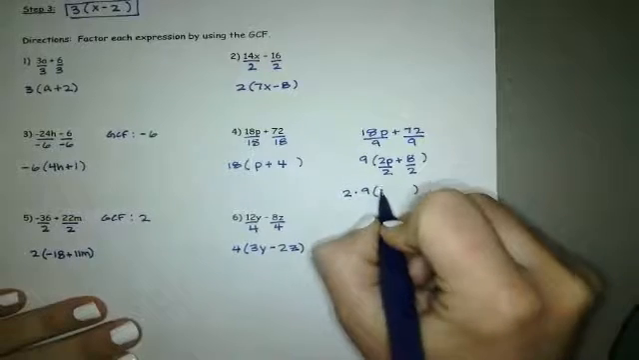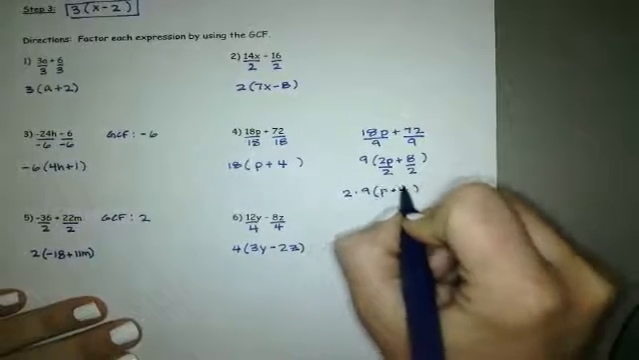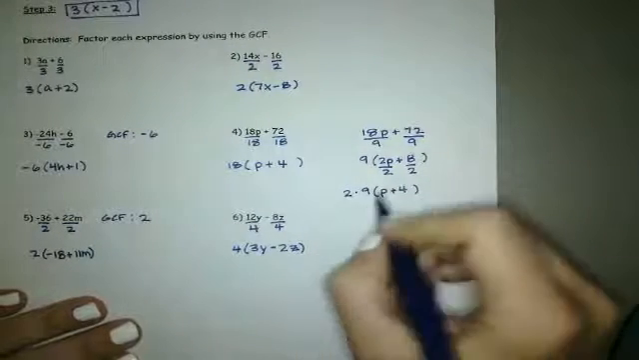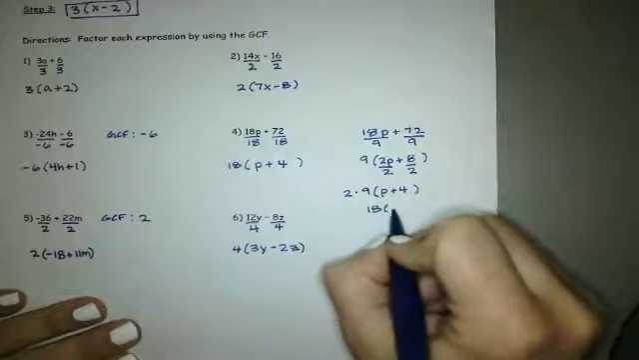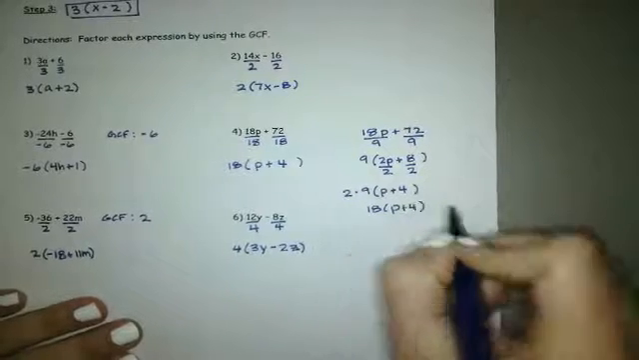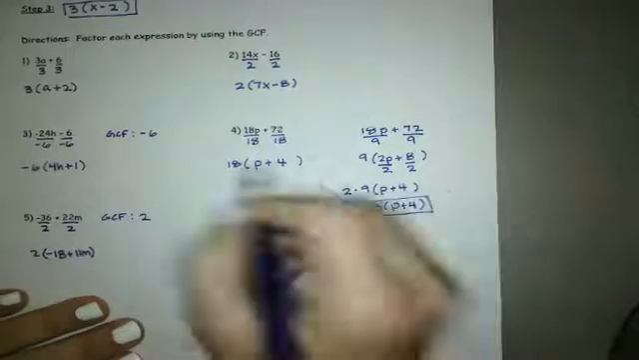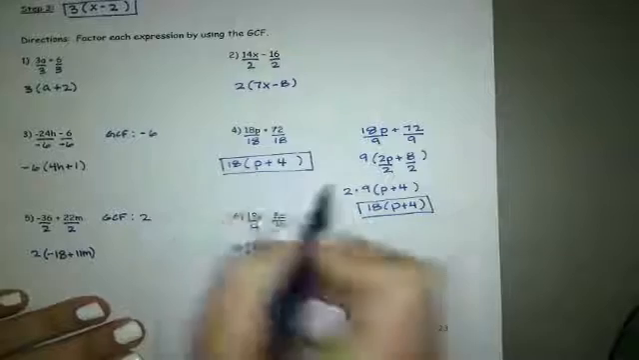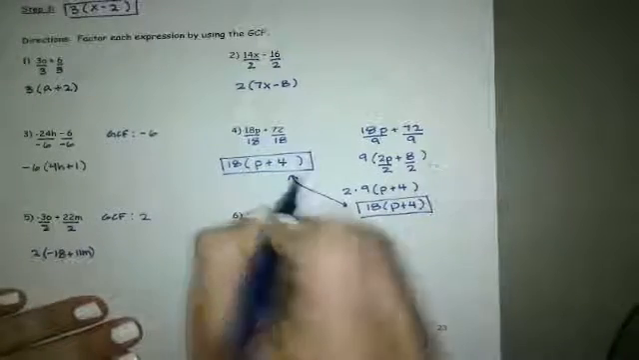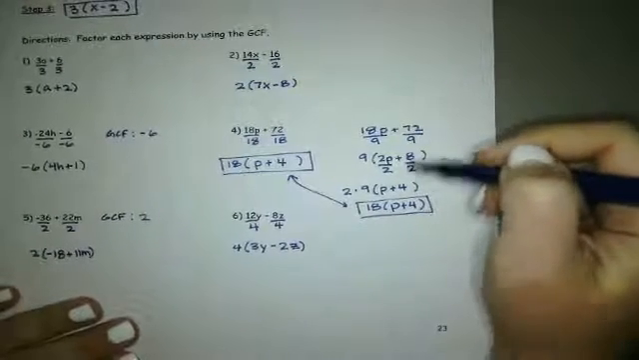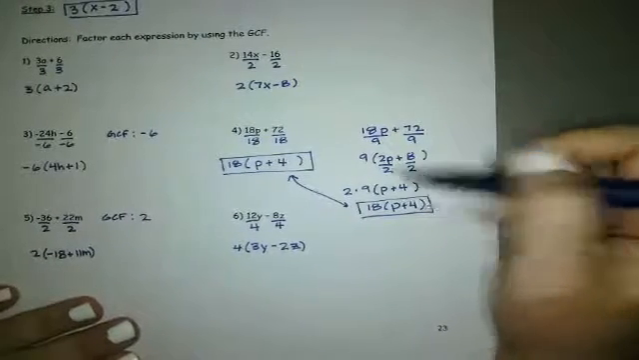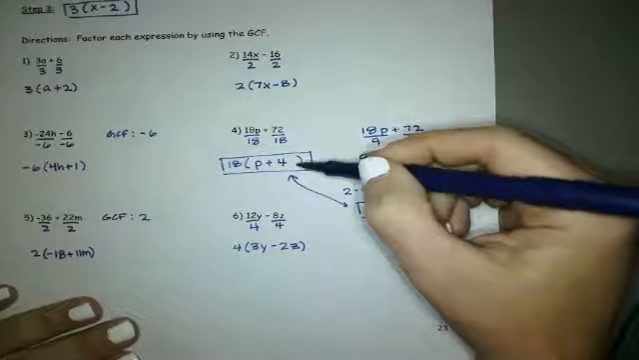So when we divide this, we get P. 8 divided by 2 is 4. The 2 times the 9 is 18. And do you see how we got the same final answer, but this took us 2 rounds of factoring to get there, whereas this one only took 1.